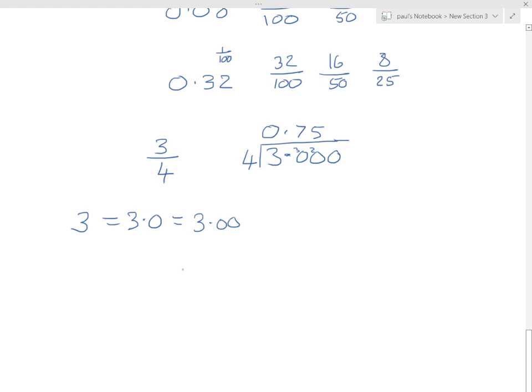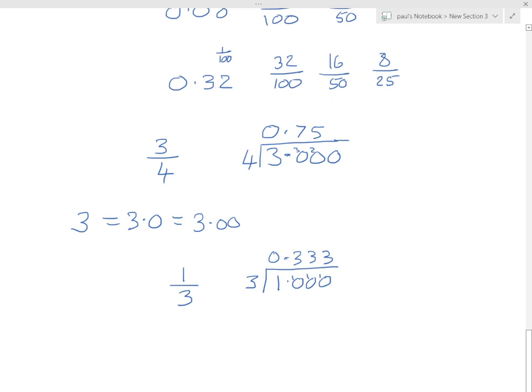Now 1/3, so this is going to be 1, and I put the zeros in, divided by 3. So 3s into 1 don't go, there's the decimal. 3s into 10 go 3, because 3 3s are 9, I've got 1 left over. 3s into 10 go 3, 1 left over. 3s into 10 go 3. And you see this is going on forever. I'm never going to get the end of this.